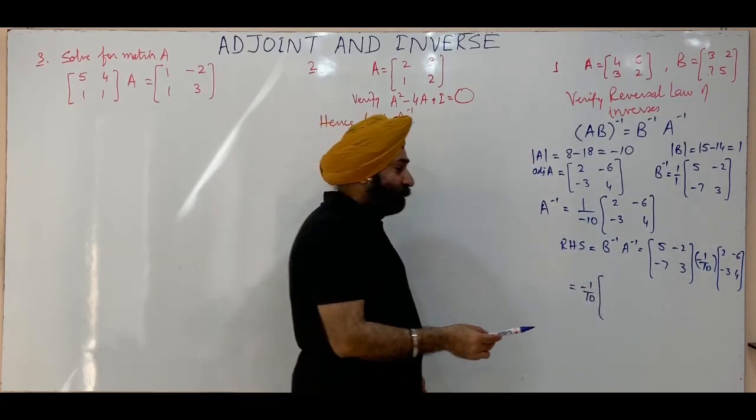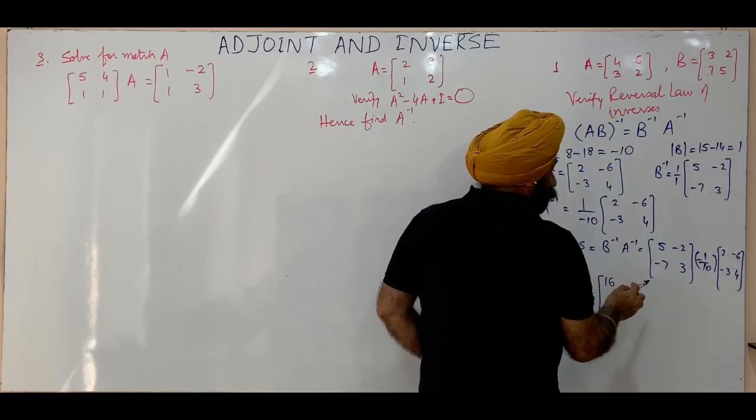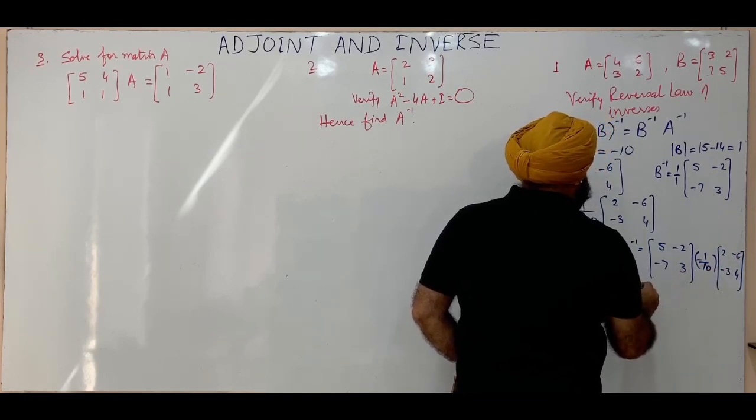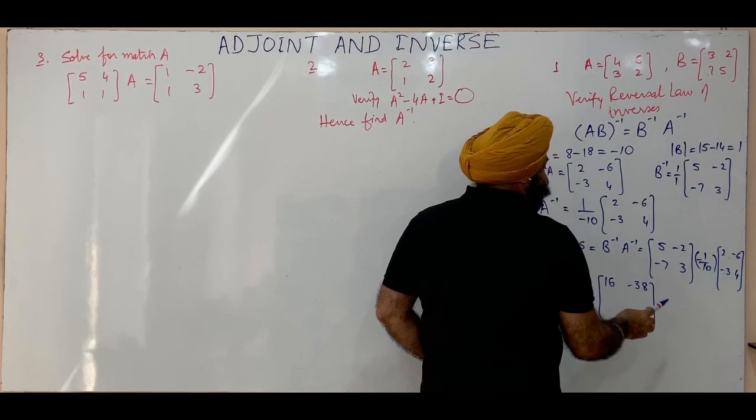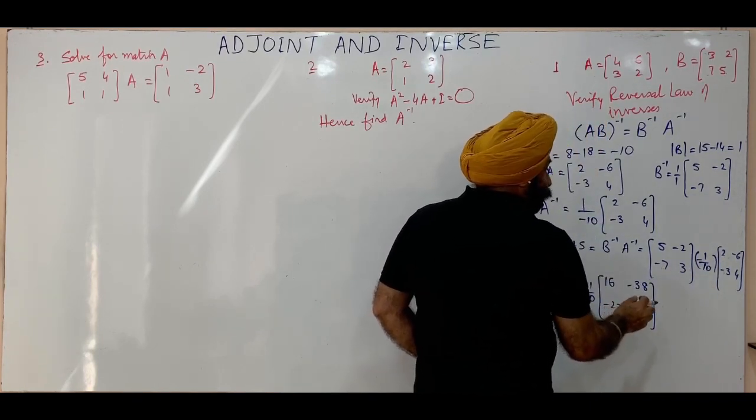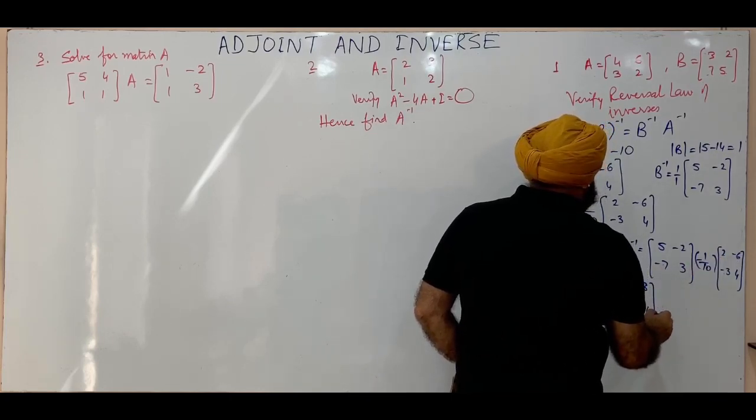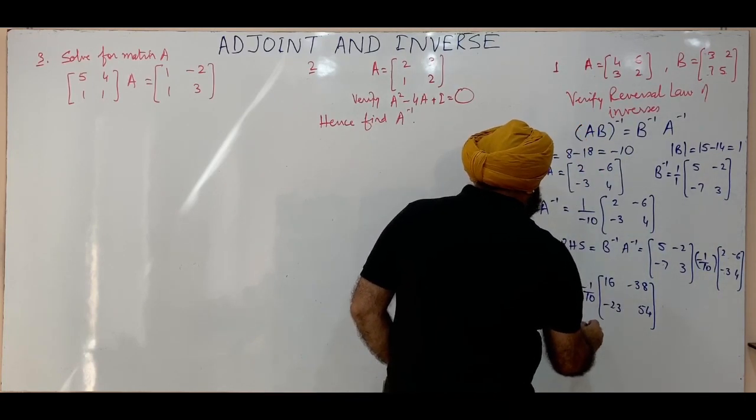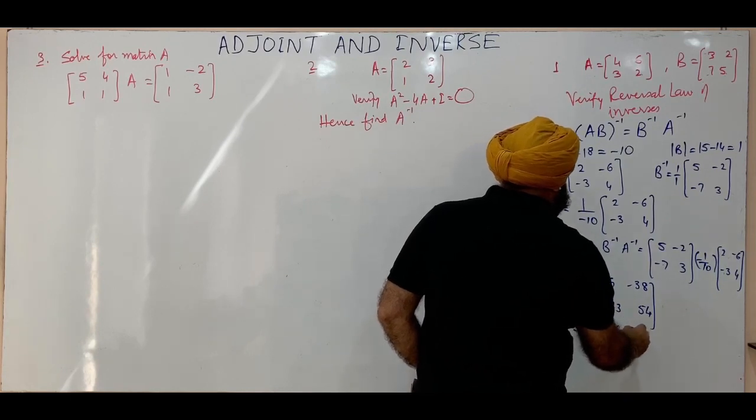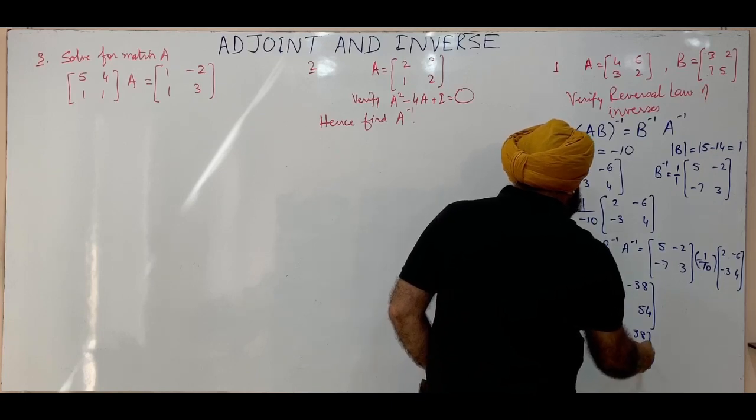Now multiplying matrices. This is 10 and plus this is 16. Then minus 30 minus 8 minus 38. Then minus 14 minus 9 minus 23. And this is 42 plus 12. That's 54. So we can say it's 1 by 10 multiplying by minus sign. Minus 16 plus 38. This is 23 and this is minus 54.